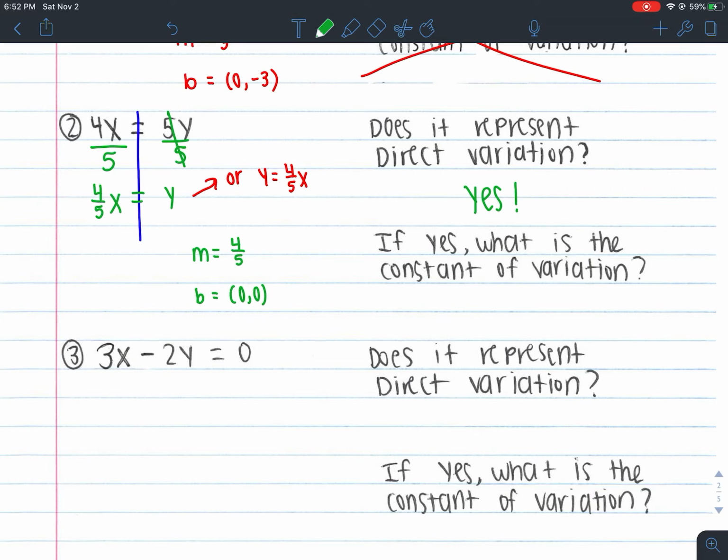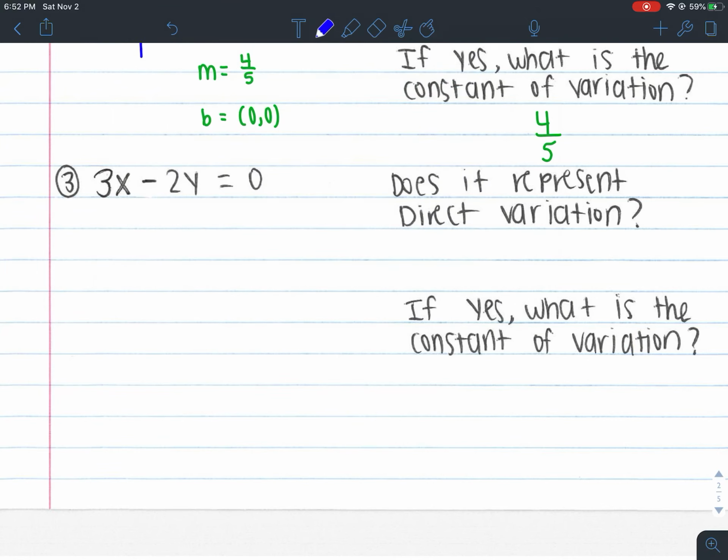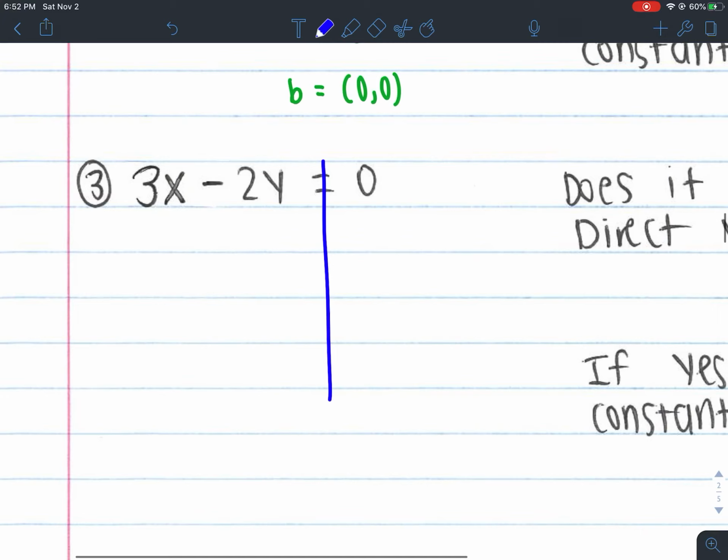Remember, the constant of variation is your k, and k acts like the slope. K acts like the slope. So what is our slope in this problem? 4/5. That's our k. That's our constant of variation. Moving on to number 3. 3x minus 2y equals 0. We know that y is not by itself, so we're going to have to solve this for y. The first thing I'm going to do, you always want to add or subtract before you divide or multiply. So the first thing I'm going to do is subtract 3x on both sides.